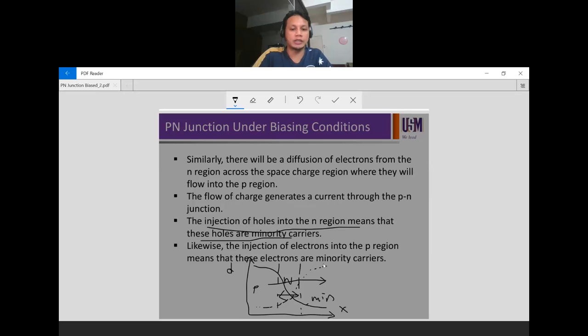Likewise, the injection of electrons into the p-type region, so electrons from n-type into p-type, electrons also become minority carriers in p-type. Here the electron becomes a minority electron as well. Okay.